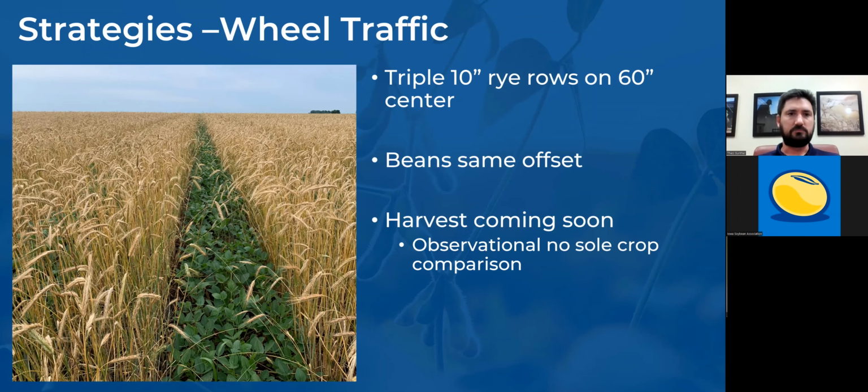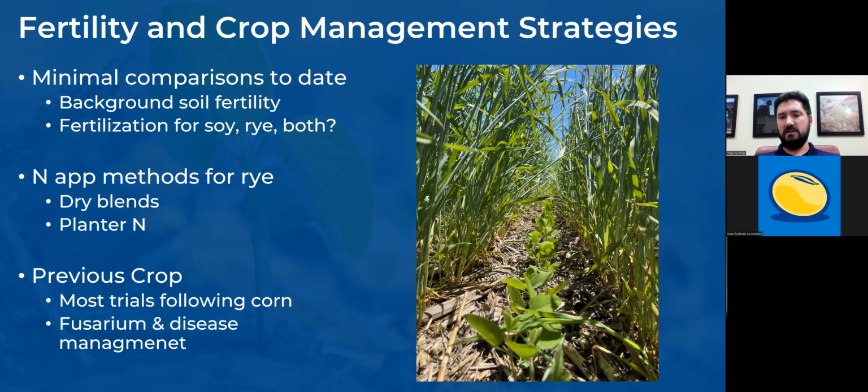And I guess the other thing I mentioned, fertility, I just want to reiterate that. Mineral comparisons on these fields varied in their background fertility availability. Some of them had a history of manure, others were really light ground with no history of manure. Some had dry blends, some had planter applied. Many of them followed corn, which from a disease management consideration for small grains in Iowa is a problem, because you have buildup of fusarium. Fusarium is going to lower the quality and the yield potential of the small grain.